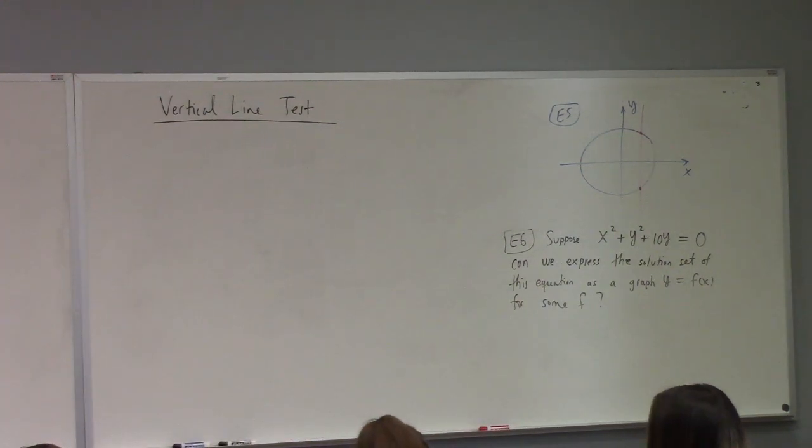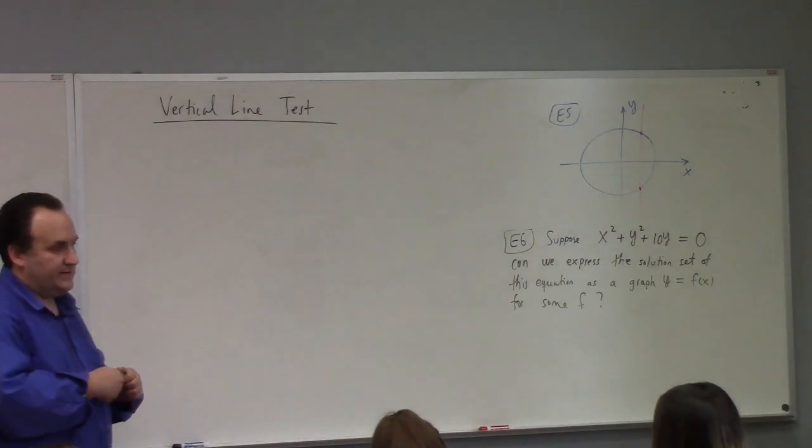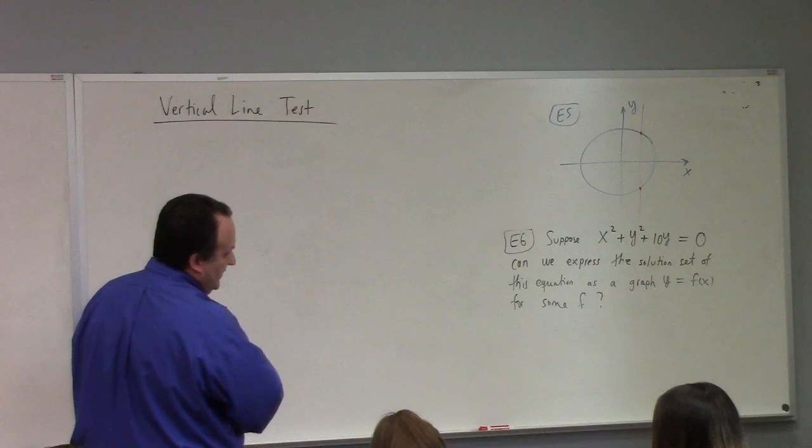So the answer to this kind of question is pretty simple. What you have to do is try to solve for y. If you can solve for y and give it a unique value, then yeah, it's the graph of a function, and it's whatever function you found, right? So how do I solve that for y?